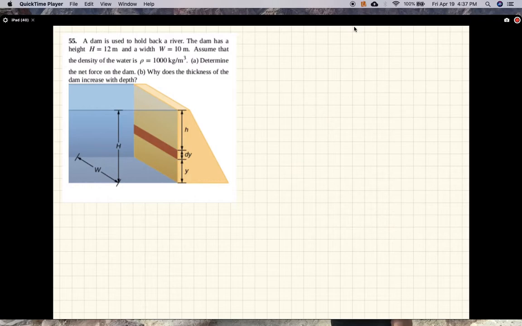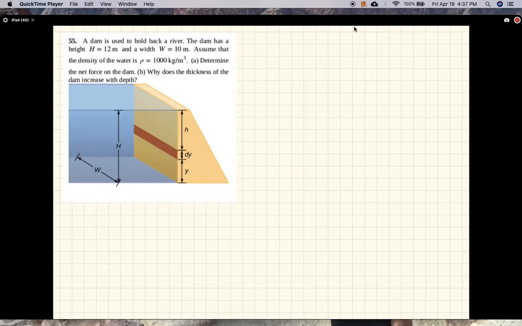Alright, so let's see. A dam is used to hold back a river. The dam has a height of 12 meters and width 10 meters. So height 12 meters, width 10 meters. Assume the density of water is 1000 kg per meter cube. Determine the net force on the dam. Why does the thickness of the dam increase with depth?